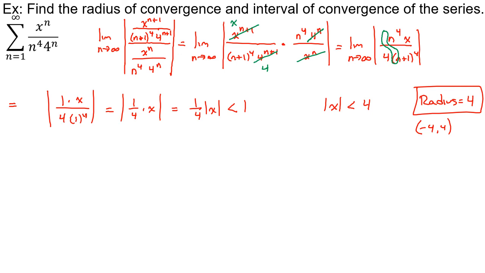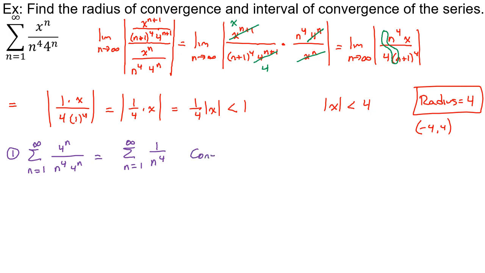So with that being the radius, I need to check those endpoints to see if my interval needs a bracket on your 4 and -4, or do they stay with parentheses? So let's check the +4 first. So for my +4, remember I'm plugging this in for the x's. So I'll have 4 to the n over n to the fourth, 4 to the n. Ooh, that is nice. I like that because the 4 to the n's cancel. Oh, sorry, I said it backwards. The 4 to the n's cancel. And so you get 1 over n to the fourth.